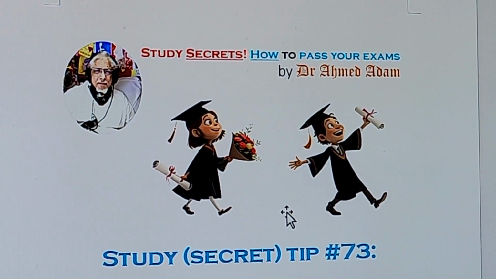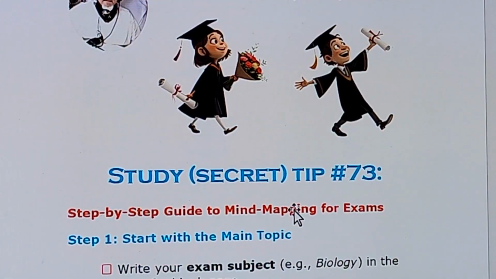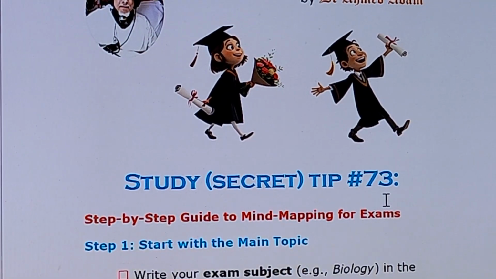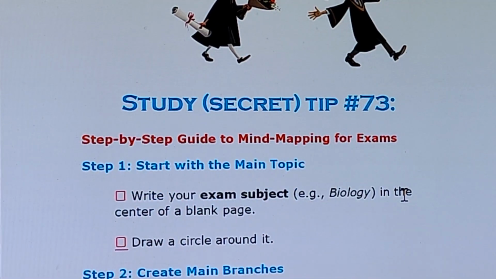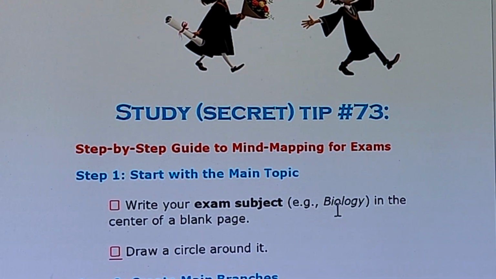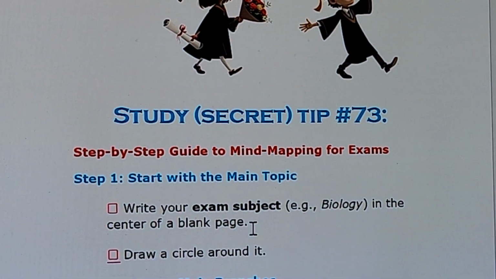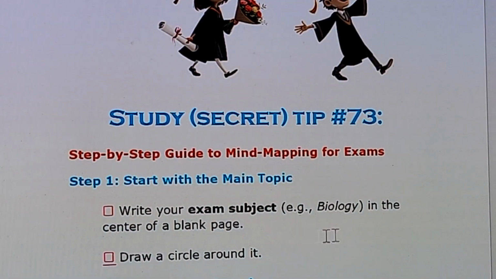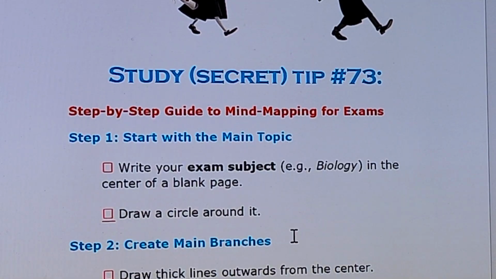In the previous episode, tip number 72, we discussed the importance of mind mapping, and today we'll look briefly at how you're going to start off with your mind mapping tips. So, a step-by-step guide to mind mapping for exams. Firstly, you start off with the main topic. For example, you write your exam subject, for example, biology. You write that in the center of the blank page. So, write the word biology in big and you put a circle around it. You draw a circle around that word, right?